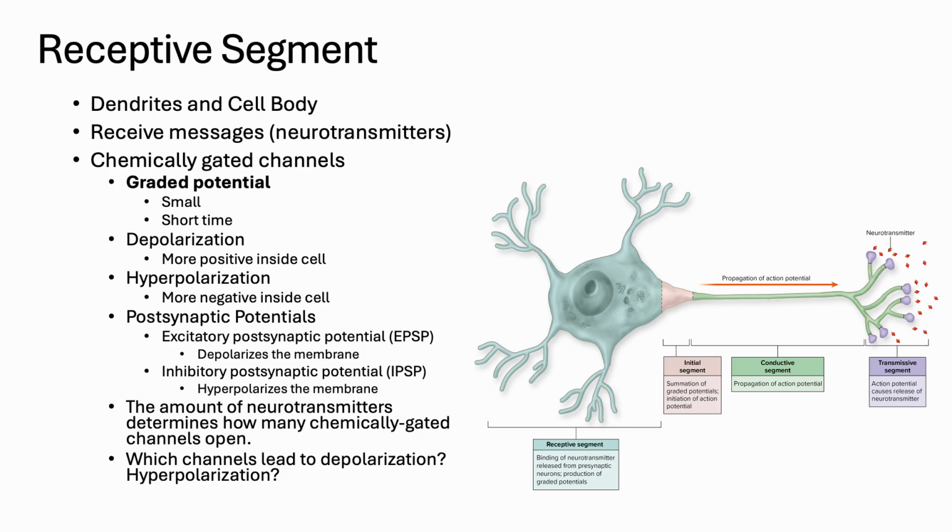So when a neurotransmitter is received or binds to this receptive segment, what's going to happen is we have those chemically gated ion channels that will open. Now, later we're going to discuss an action potential. What happens in the receptive segment is different than an action potential. It's called a graded potential.